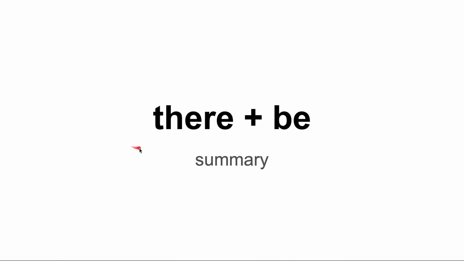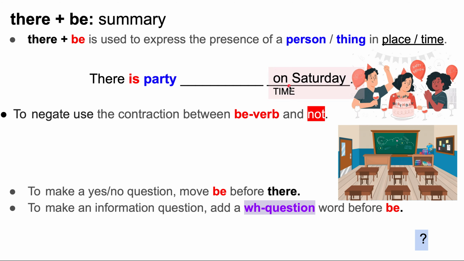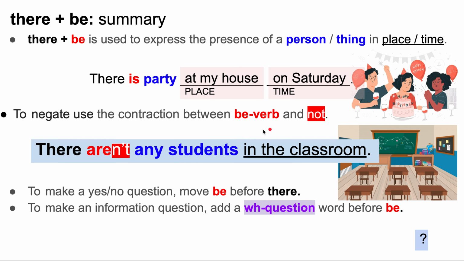Okay, quick summary now. There plus be is used to express the presence of a person or thing in a place. So, there is a party on Saturday at my house. Place, at my house. Time, on Saturday. To negate, we use the contraction between the be verb and not. There aren't any students in the classroom. Pay attention to any. We use any after negation and with plurals.